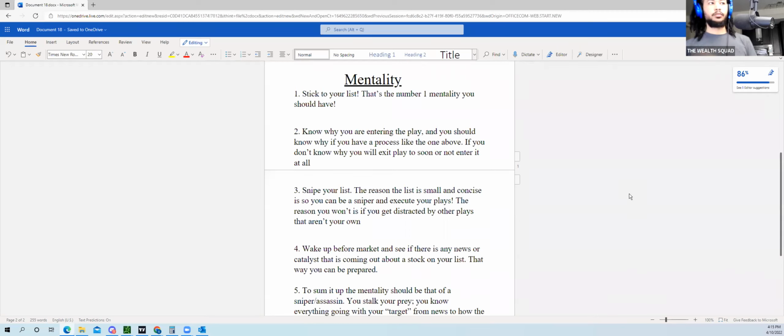All right. Then 3, snipe your list. The reason your list is small and concise is so you can be a sniper and execute your plays. The reason you won't is if you get distracted by other plays that aren't your own, which goes back to what Kay said. In other words, stick to your list. But the reason, again, the list is small is because if you have 10 things, and you go into a trading day, you know what it's like when 10 things go off all at the same time? You don't know which one to get in. So you probably get in all of them.